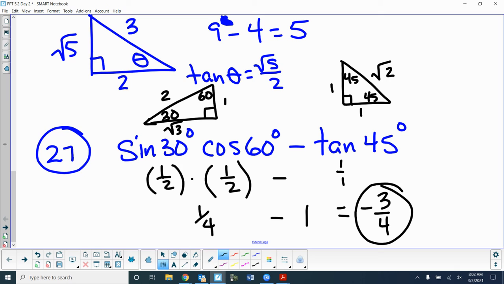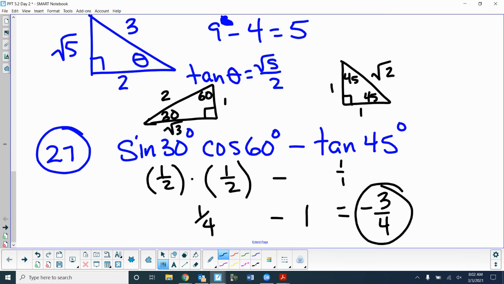That's the exact answer. Now it might work out, since that would be 0.75, it might work out using your calculator, but you don't need the calculator. All you gotta do is know these 2 triangles. Like I said, you memorize these 2, trig life is simple. Okay?